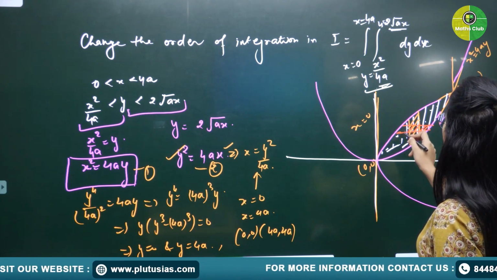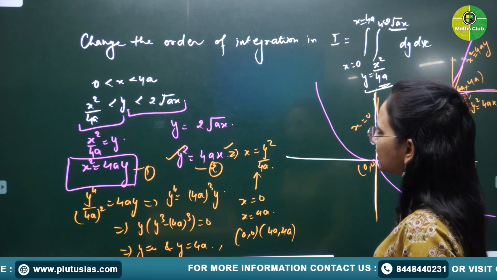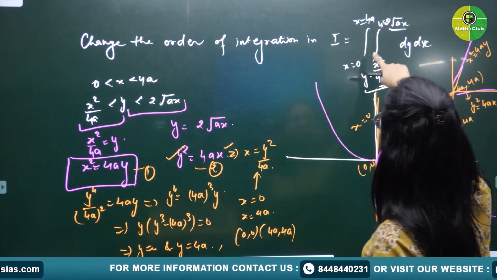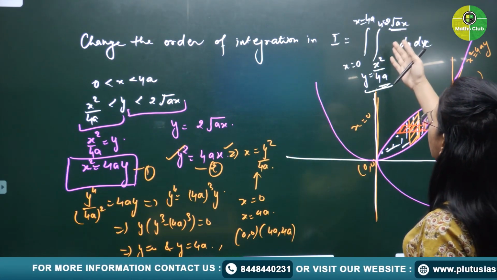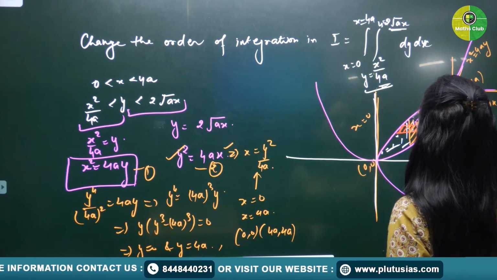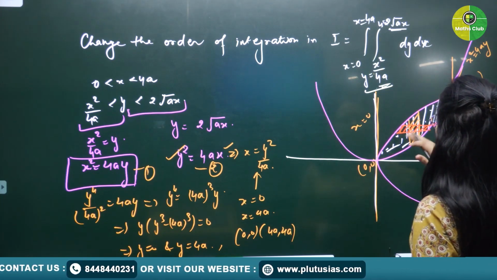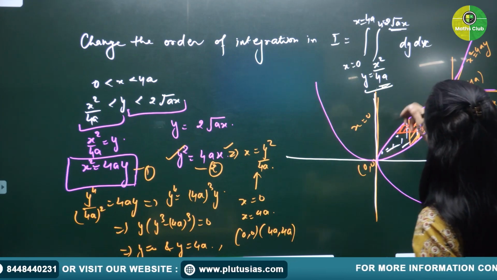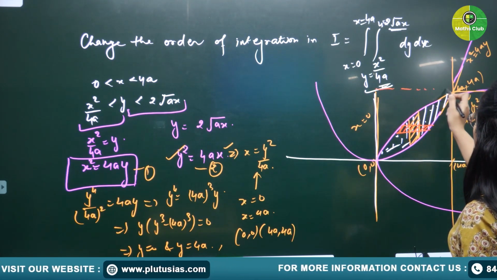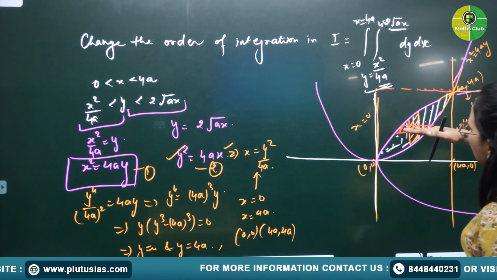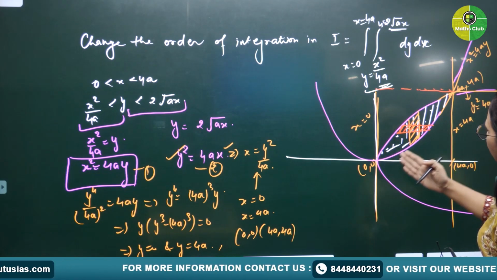And now you need to change the order of integration. How would you change? Since you want to change x into a function of y and y as a constant. So how would you change? You have to now take a horizontal strip, and take this horizontal strip till here, because this is the horizontal strip and we need to find out this area.